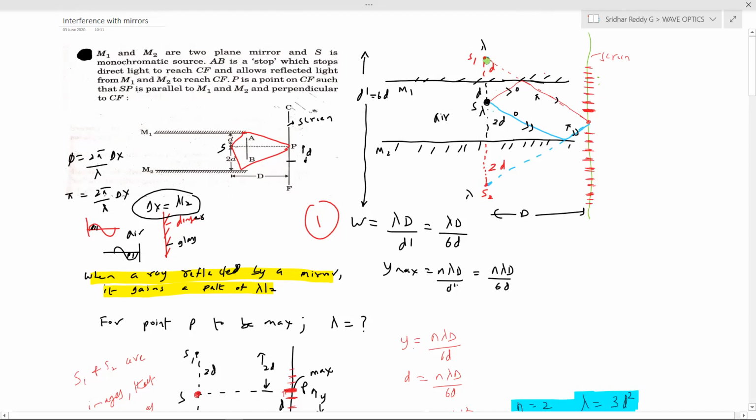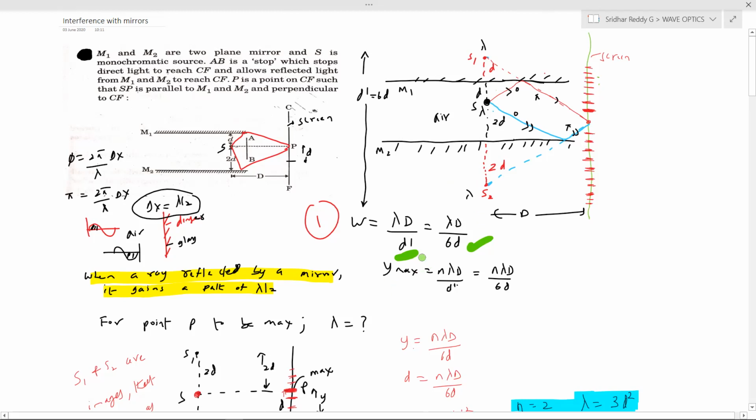What is the total distance between them? It will become 6D. You see the total distance, this one. How much is it? It is equal to 6D. Then the screen is at a distance capital D. It is given here. Make the observation. So what is the fringe width? It is equal to lambda capital D by D dash, where D dash is equal to 6D.